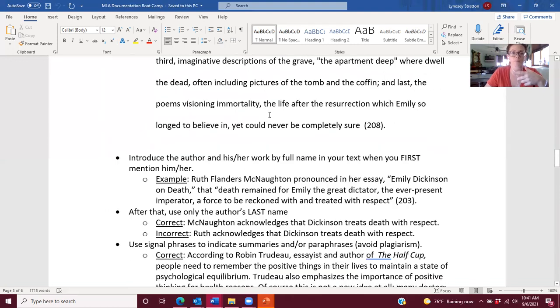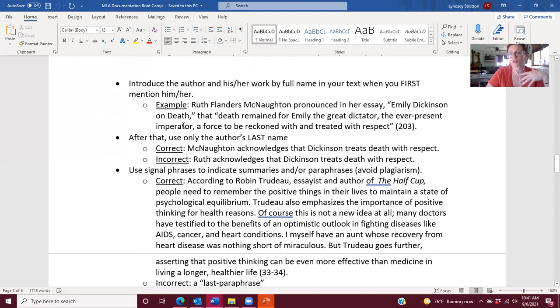You're also going to introduce the author by their full name the first time you ever mention them. So for example, Ruth Flanders McNaughton, full name, in her essay, then the title of the essay, that blah, blah, blah, quote. Now, after that first time, you're going to then only use the last name of that author. So later on in the essay, it says McNaughton acknowledges that Dickinson treats death with respect. You do not want to use their first name because you're not best friends. You don't know them, so you're still trying to remain respectful.